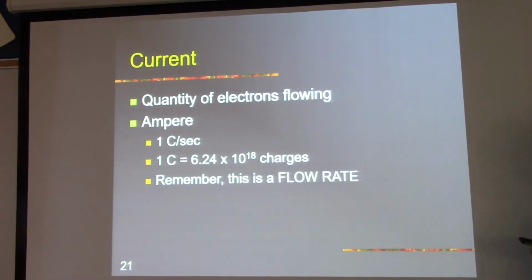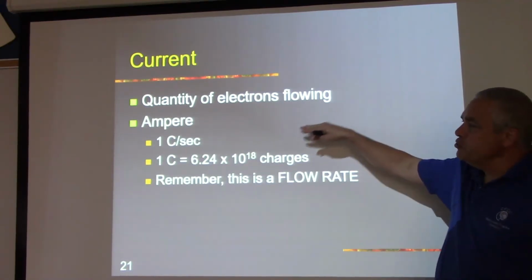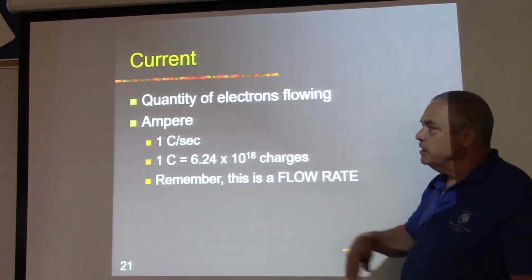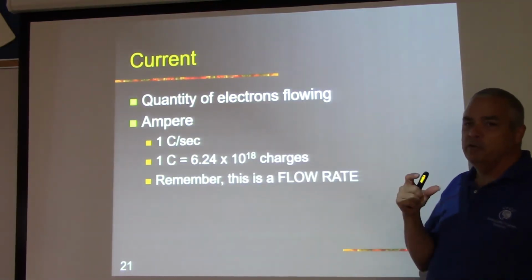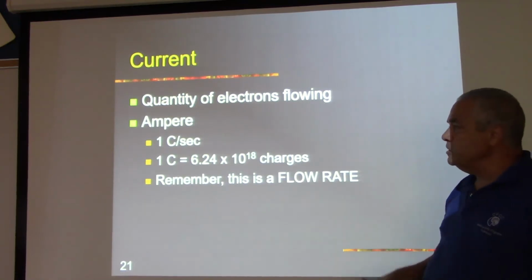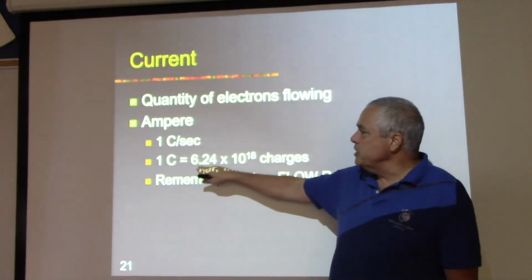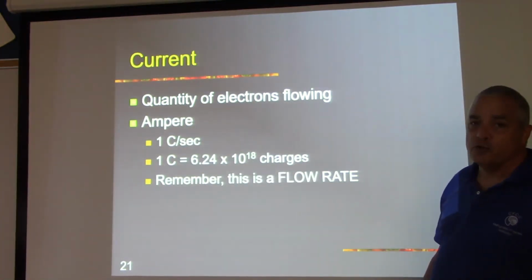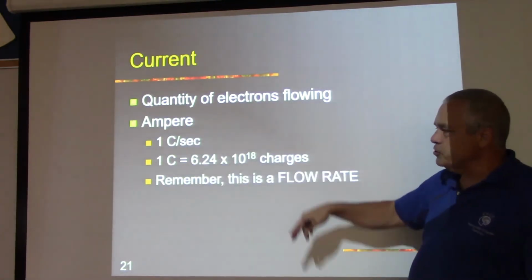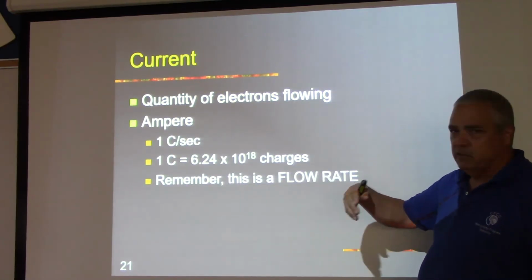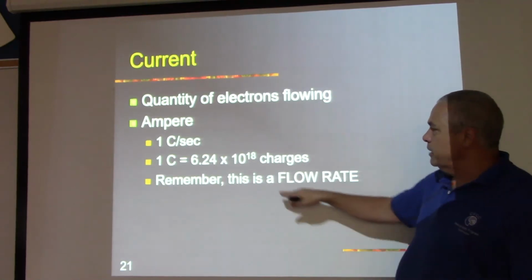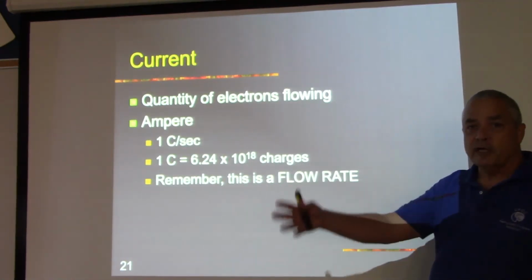Okay, now keep this in mind. The current is always measured in amperes, which is 1 coulomb per second. And a coulomb is a unit of quantity, and it is equal to 6.24 times 10 to the 18th electrons. This says charges. They're negative charges. Negative charge is always implying electrons. And this is basically just a flow rate, okay?